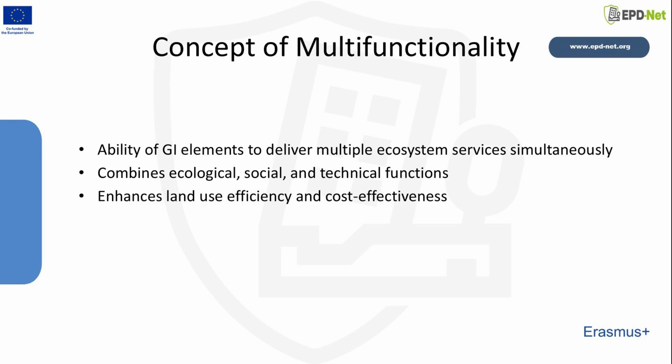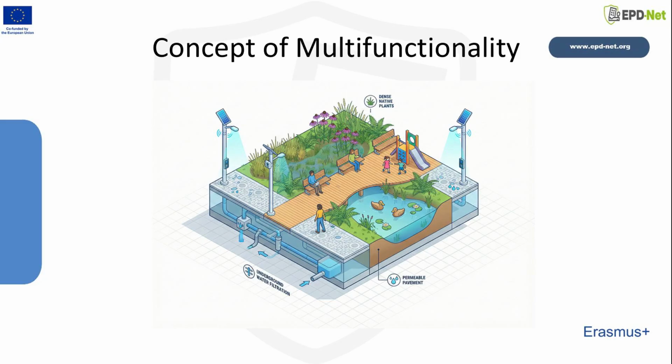Concept of multifunctionality. A. Green infrastructure elements can deliver several ecosystem services at the same time. B. Integrates ecological, social, and technical functions within one space. C. Improves land use efficiency and supports cost-effective planning and management.